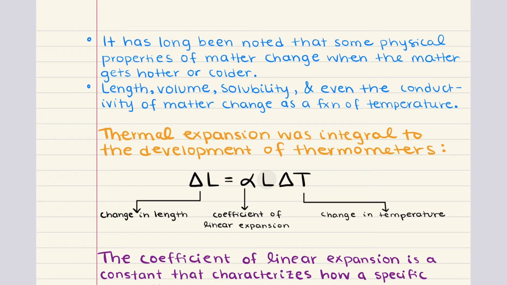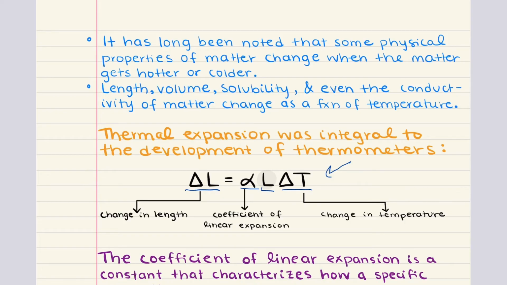A change in temperature often results in a change in the physical dimensions of a substance. In most solids, for example, a rise in temperature will cause an increase in length, while a drop in temperature will cause a decrease in length. This relationship is governed by this formula right here. Delta L, the change in length, is equal to alpha, the coefficient of linear expansion, multiplied by L, the original length, multiplied by delta T, the change in temperature.